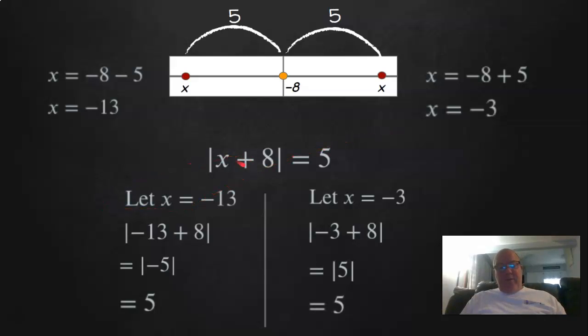So the key is when you see an absolute value sign with a plus in it, x plus 8, let's change that to x minus a negative 8 so we really understand conceptually what we're finding here.